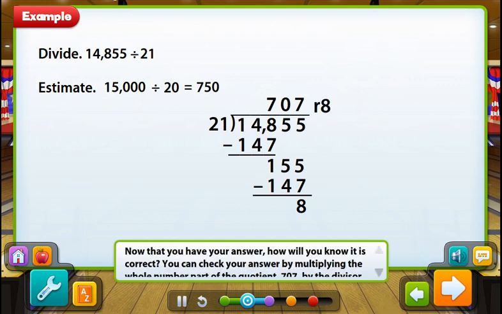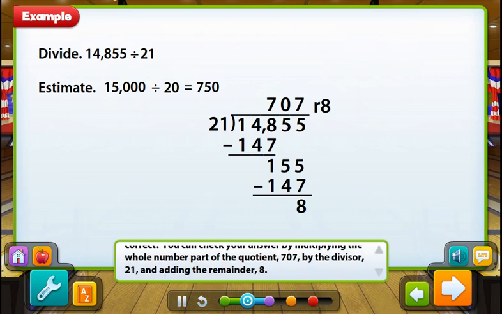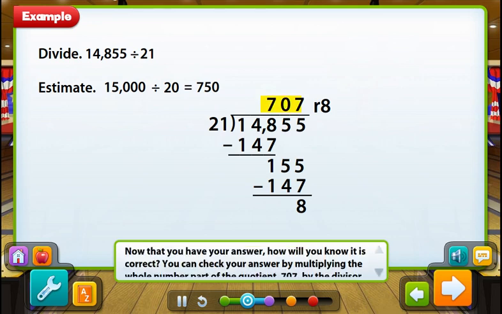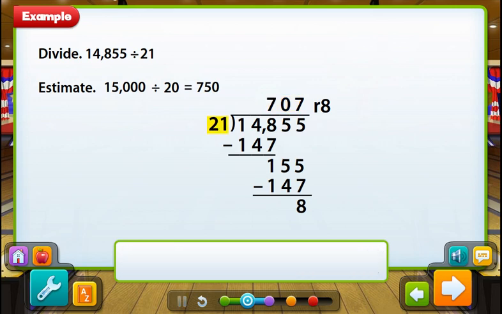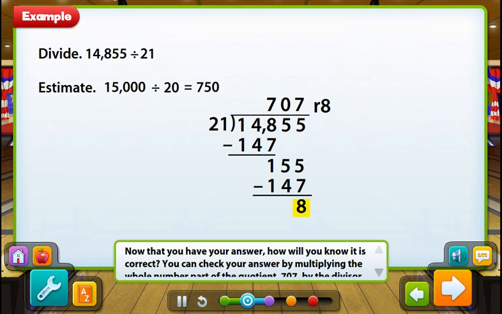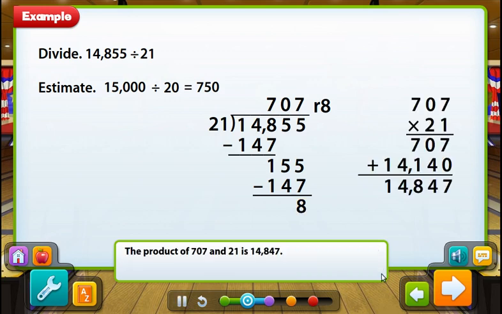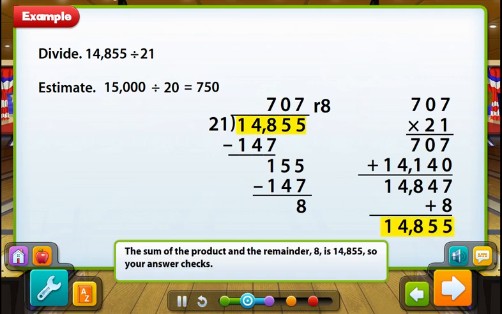Now that you have your answer, how will you know it is correct? You can check your answer by multiplying the whole number part of the quotient, 707, by the divisor, 21, and adding the remainder, 8. The product of 707 and 21 is 14,847. The sum of the product and the remainder, 8, is 14,855. So, your answer checks.